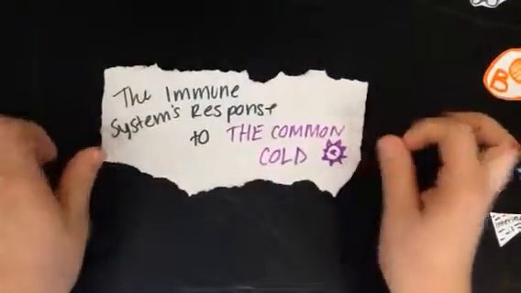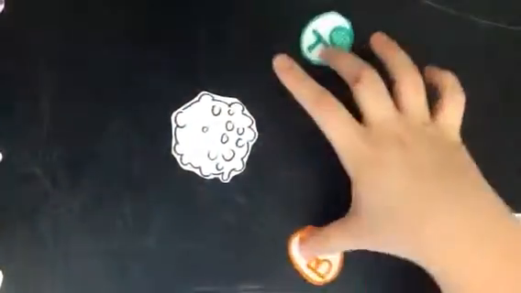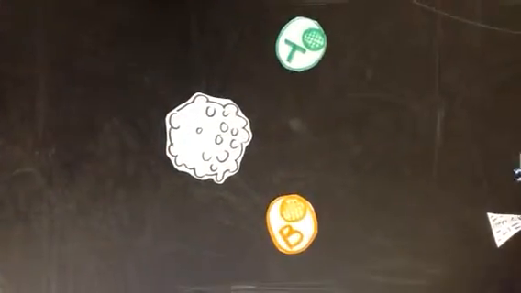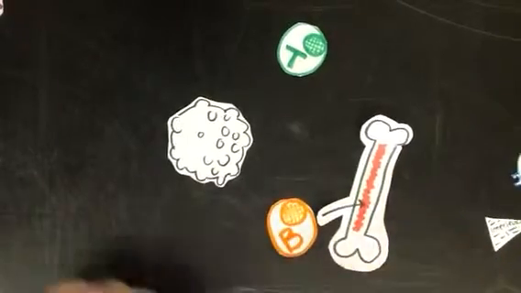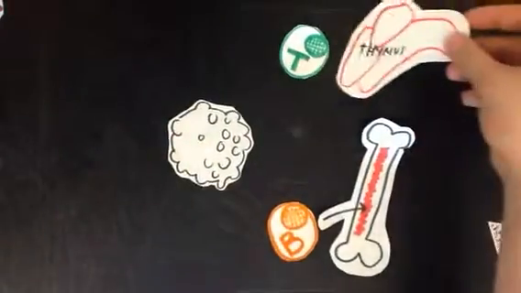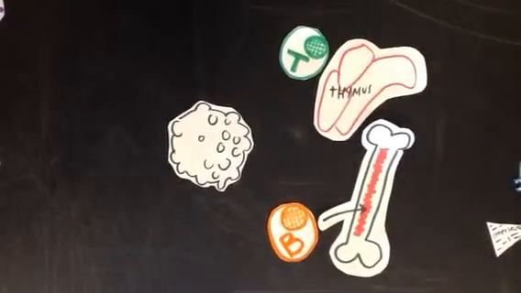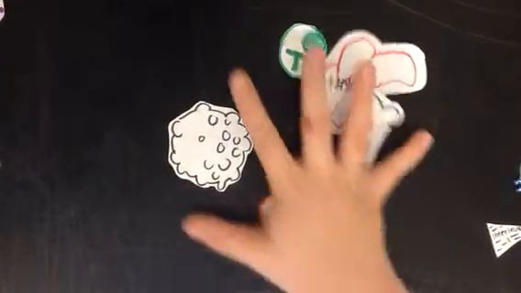The immune system's response to the common cold virus. First, lymphocytes, which are a type of white blood cell found in bone marrow, divide into B cells and T cells. B cells, which are responsible for producing antibodies, will stay and mature in the bone marrow, while T cells, which are cells that actively participate in the immune response, will leave to mature in the thymus.